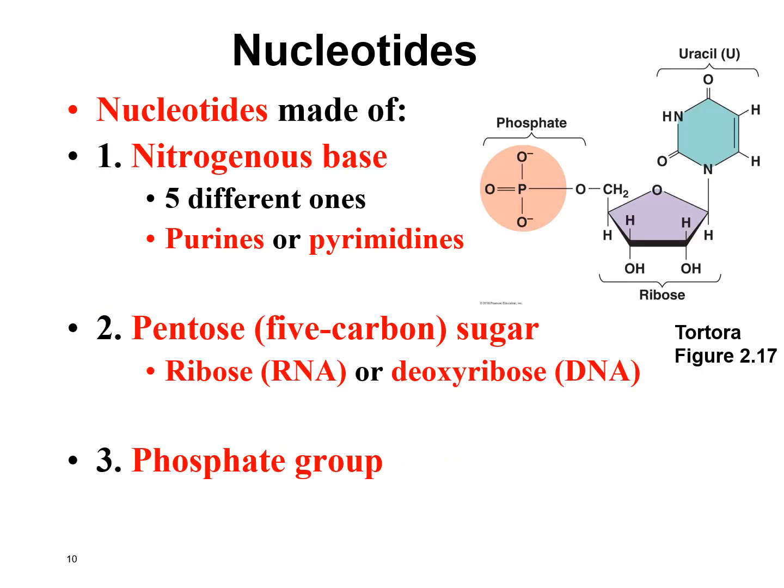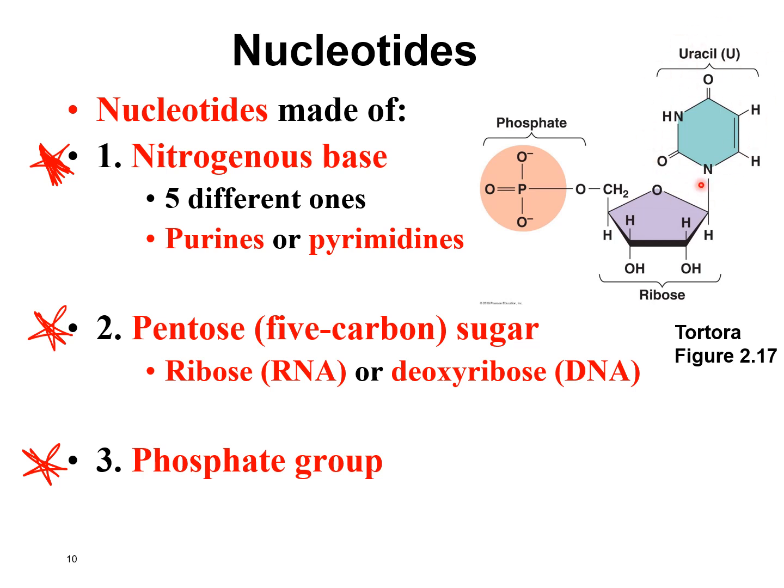Nucleotides are made up of 3 things, so this would be important to know. So they are made up of a nitrogenous base, a pentose or 5-carbon sugar, and a phosphate group. Okay, so if we look on our picture over here, here's a nucleotide, and the nitrogenous base has nitrogens in it, so that's how it got its name.